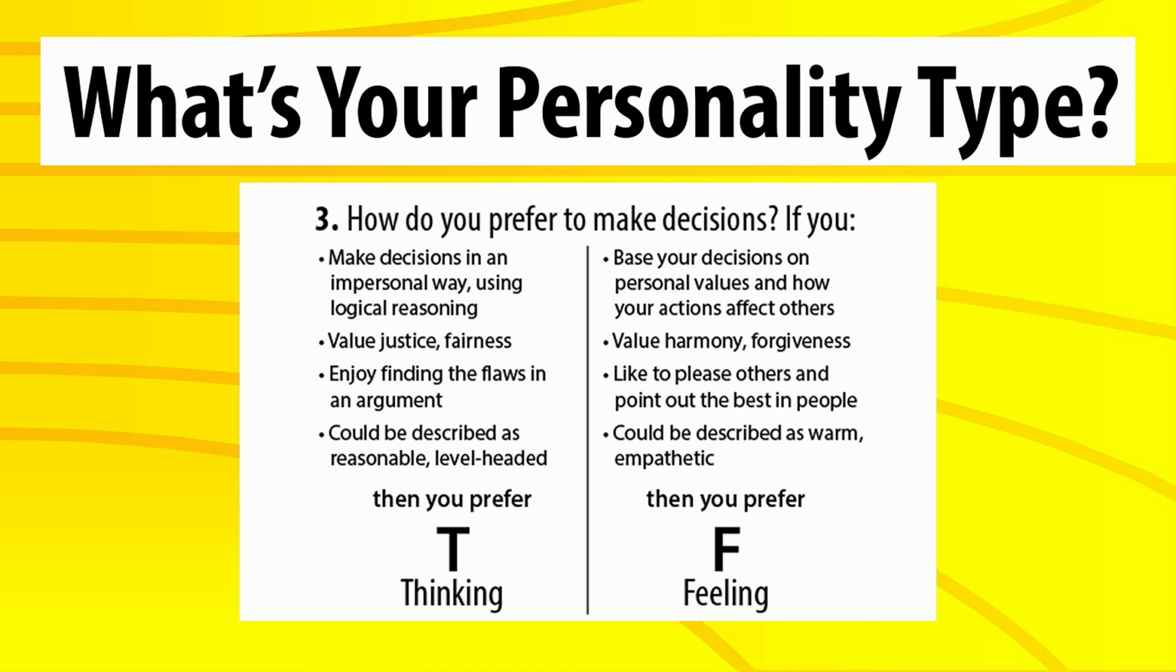They're different things. So questions 2 and 3 are similar, but they're different. This is how you prefer to make your decisions. Are you more like a thinking person, thinking through the decision, or are you more like going from your values, from your personal sense of how what you're doing affects other people.